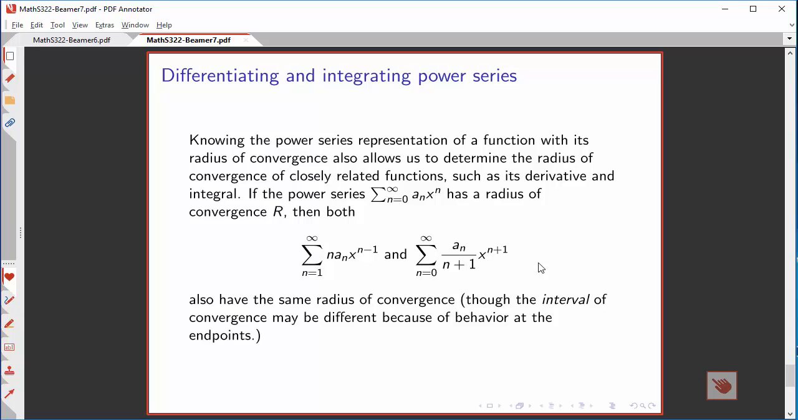The interval of convergence is not necessarily the same. Generally, the integrated series is better behaved at the endpoints. The differentiated series is worse behaved at the endpoints. But the radius of convergence is the same.